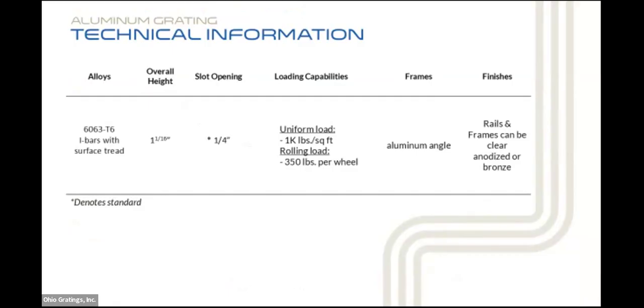The grills or grating, if it's made out of aluminum, obviously you can anodize those to whatever color that you want to. Typically, extrusion designs and shapes are going to be capable of handling a 1,000-pound rolling load as well. And this would be a 350-pound uniform load in these areas as well. So rails and frames can be anodized, as I mentioned, just to meet any particular aesthetic that you might need for that given application.